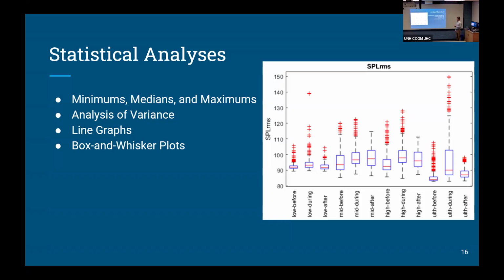Minimums, medians, and maximums are another way to use a heat map to find more quantitative data, along with analyses of variance.